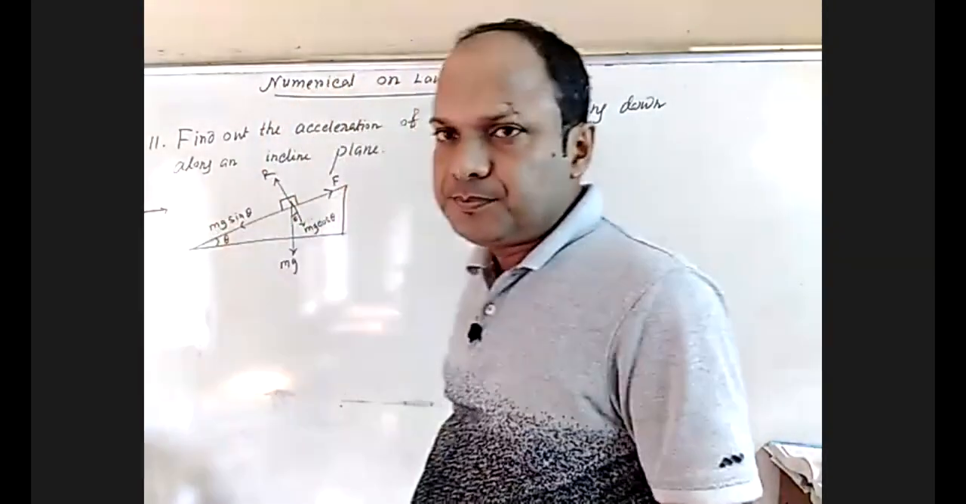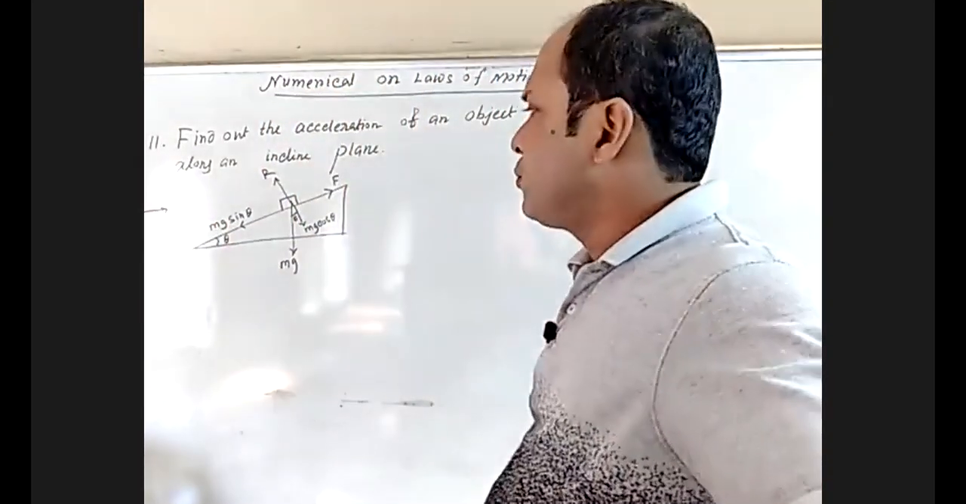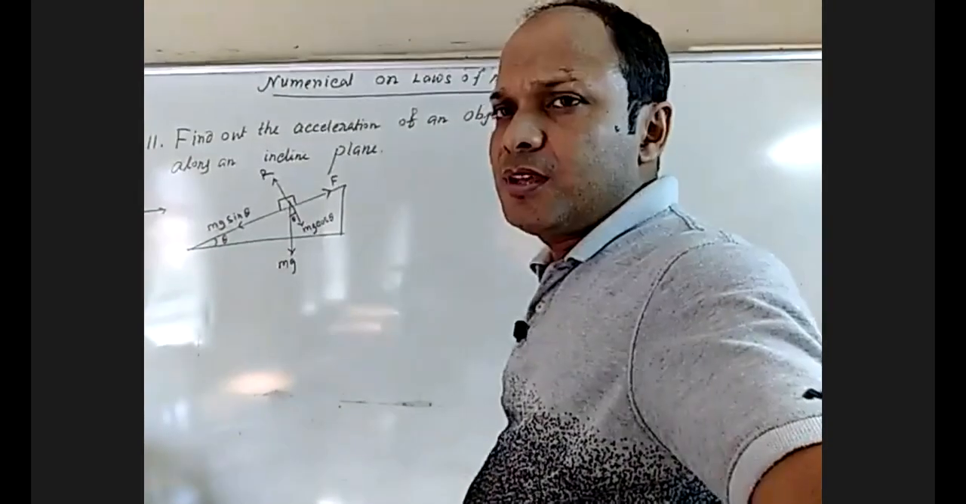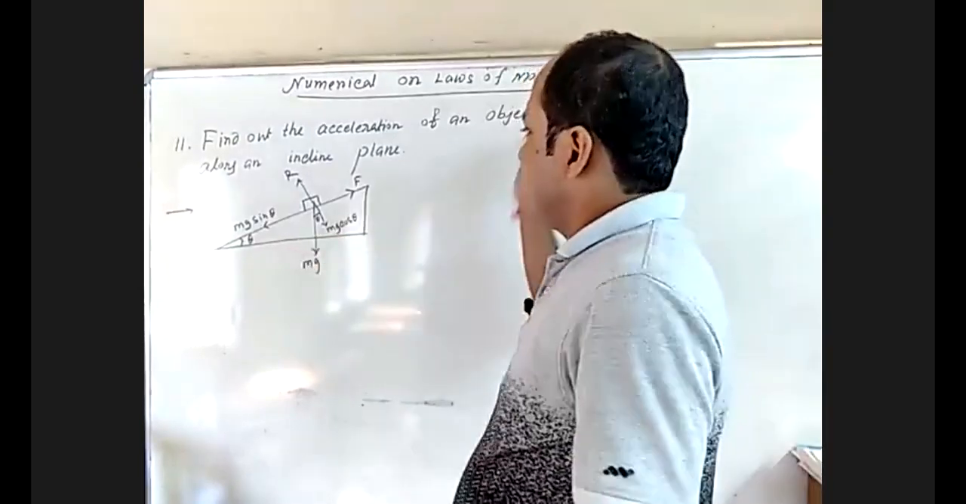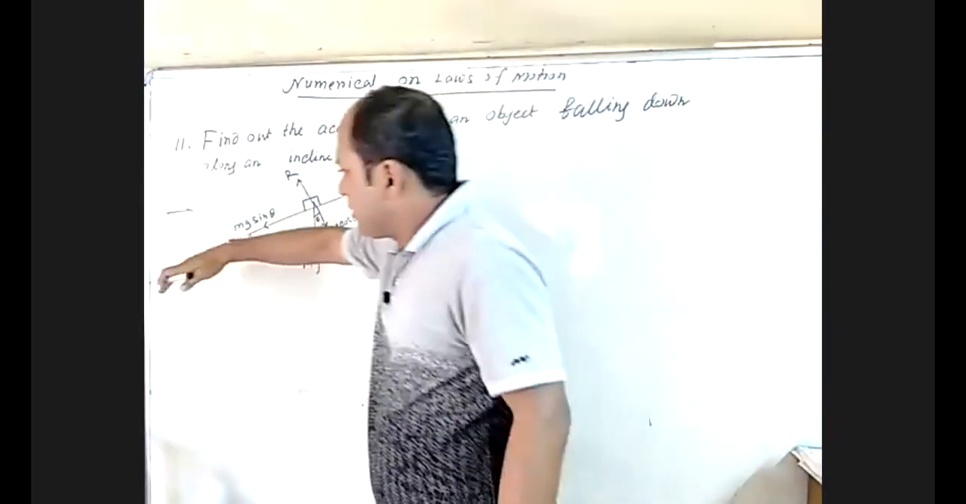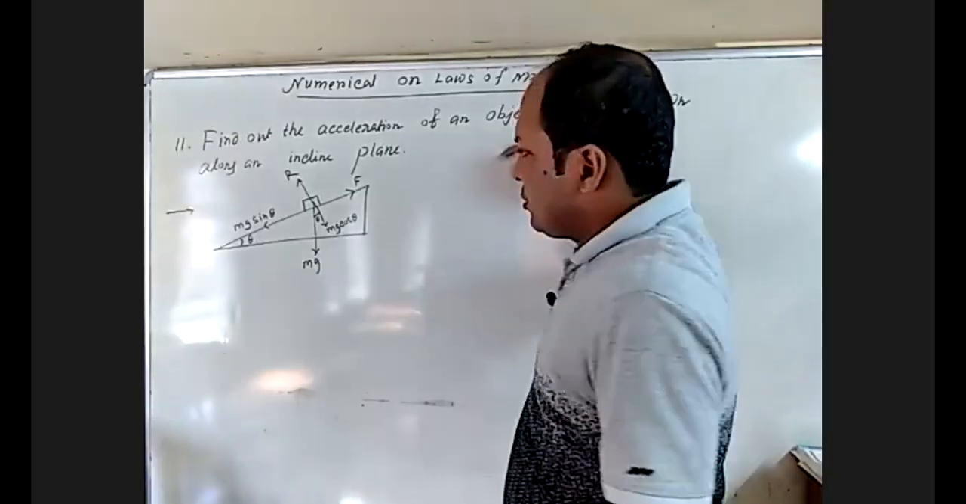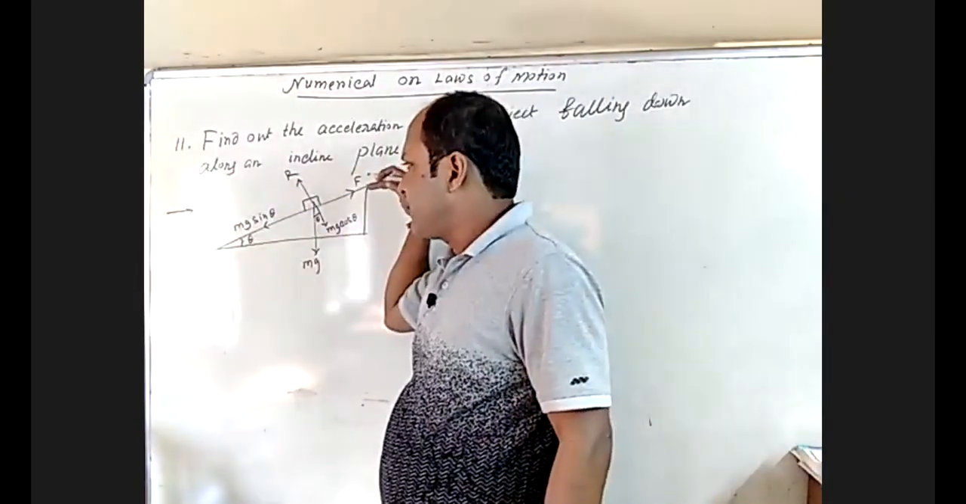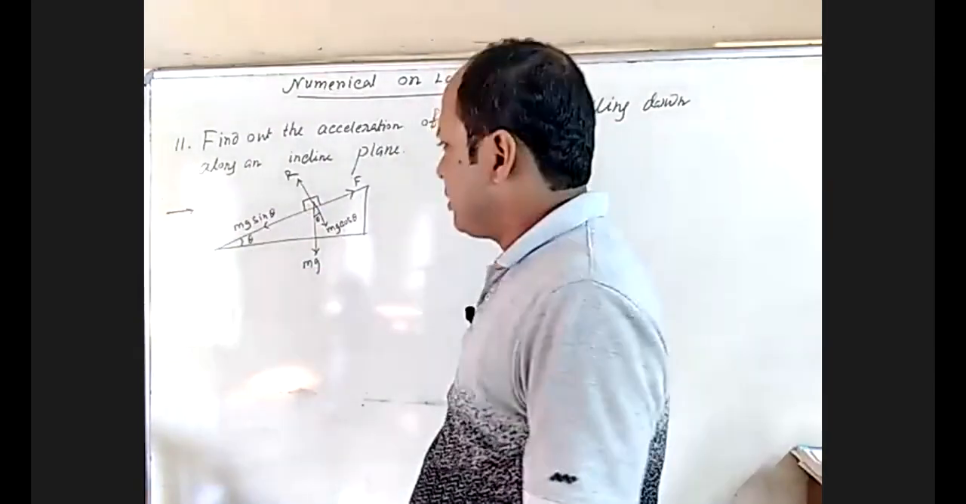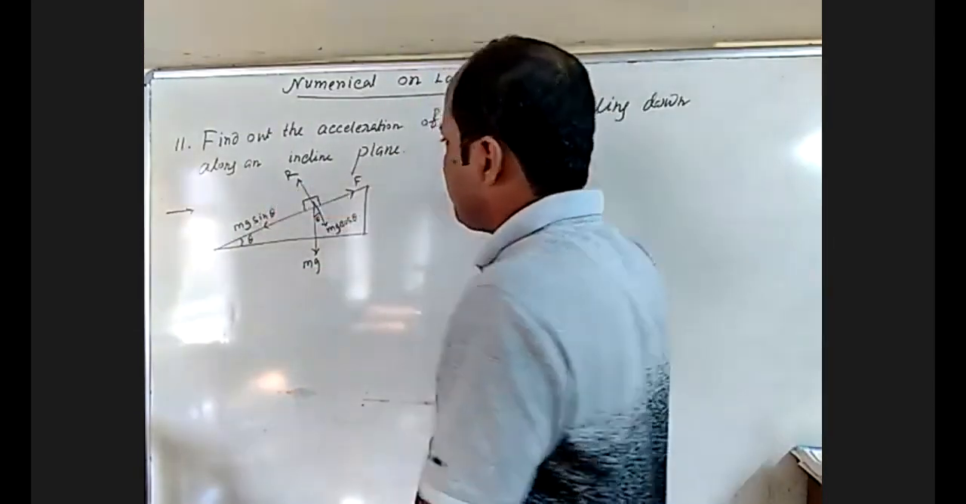As a result, a frictional force will act on the object. A frictional force will act on the object in the upward direction along the inclined plane, like this. So this is the object. The force acting on the object is along the downward direction, and the frictional force is acting in the upward direction.